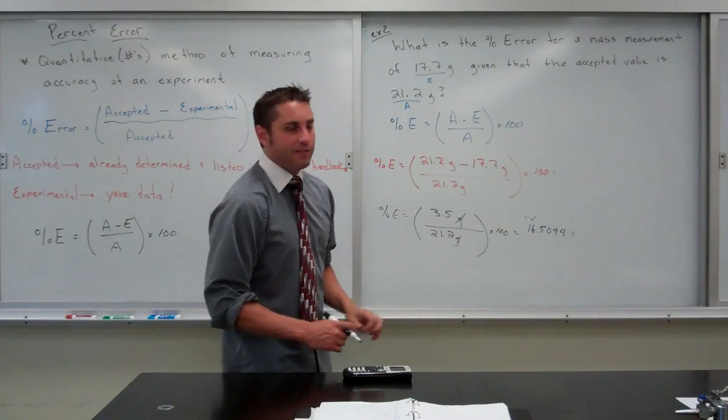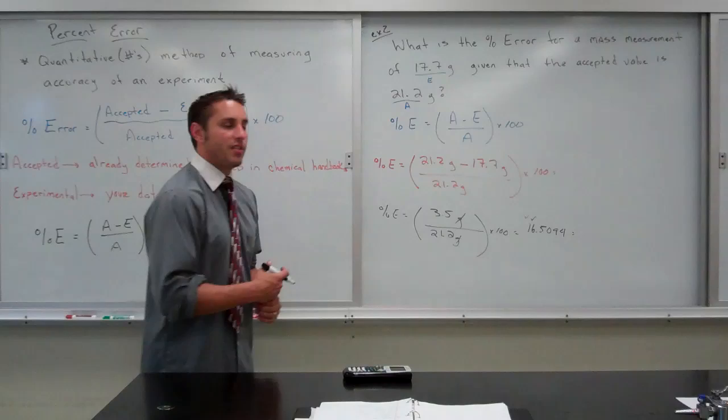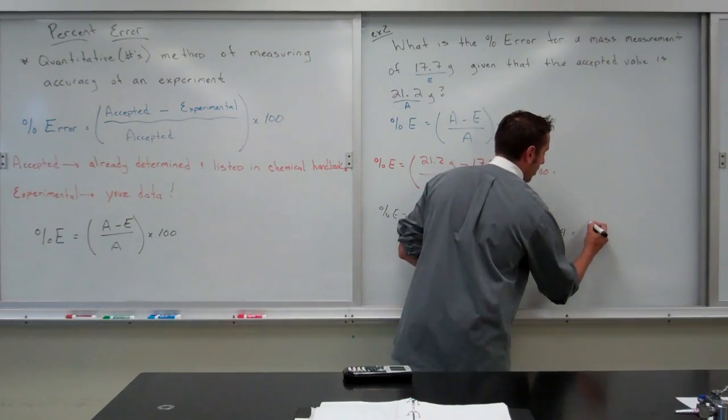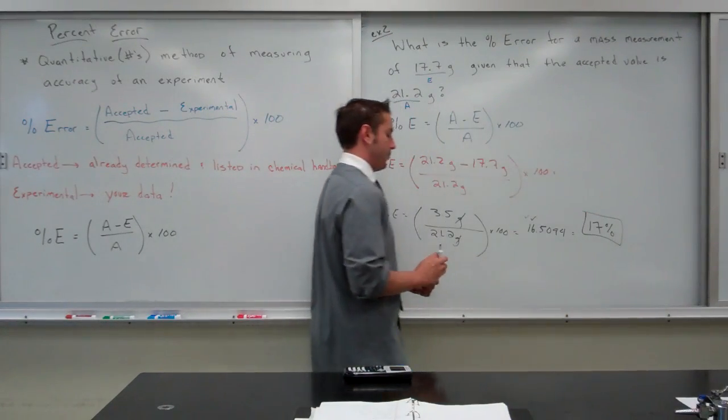I have to round. There's a 5 after, so we pivot back to our rule of 5. Is there anything after the 5? Yes, which means the 6 will round up. Therefore, this will be a 17% error.